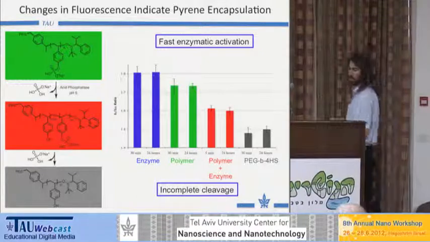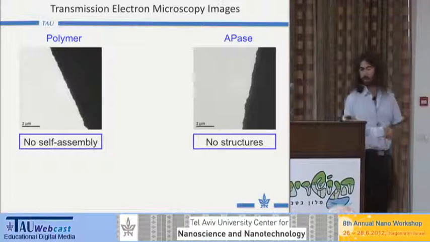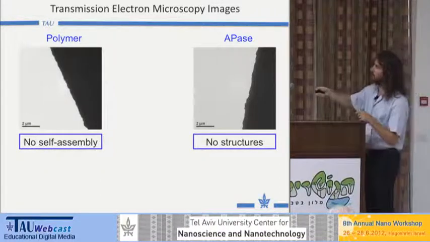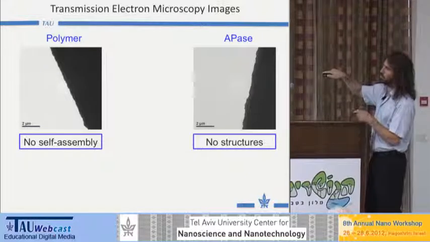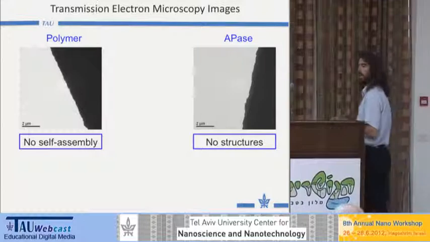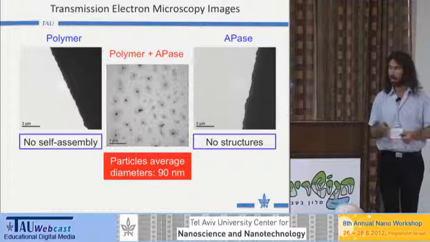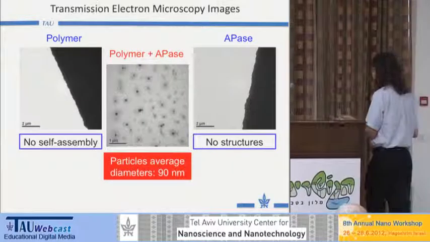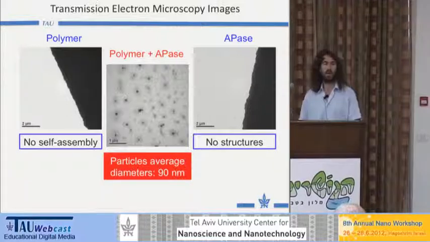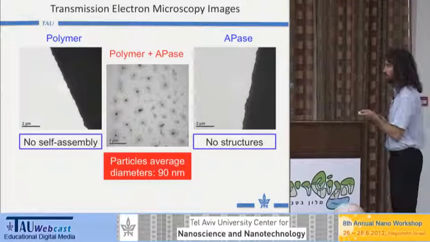Another more visual piece of evidence: you look at the TEM result, and this in black is just the grid of the TEM substrate. And you can see that we don't see anything for the case of the solution of the polymer or the acid phosphatase alone. However, if we mix the two of them together, we can see very clearly the formation of aggregates with an average diameter of 90 nanometers. That again correlates with, or proves, our concept of adding the enzyme and achieving self-assembly.